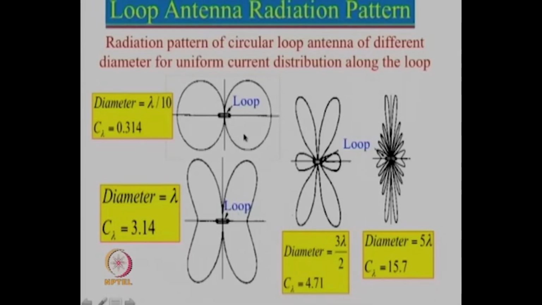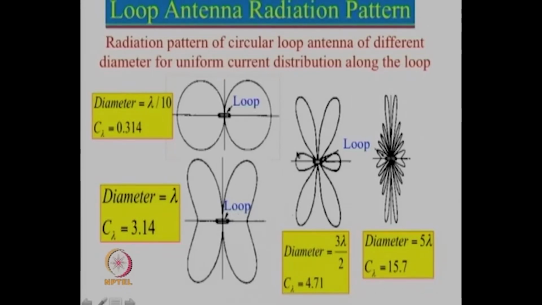Now we will look into the different patterns. Let us say for diameter equal to lambda, C lambda will be this. Now this pattern changes, it is not maximum in this particular direction. Again this is somewhat similar to a dipole antenna: for a larger length dipole antenna, radiation is not maximum here, but radiation is maximum in this direction. Now further larger ones, instead of lambda it is 3 lambda by 2, 5 lambda.